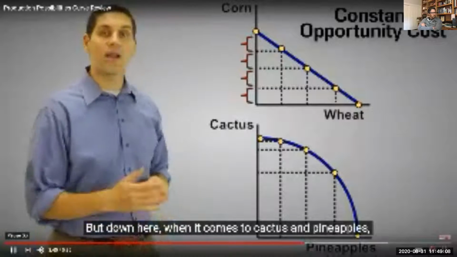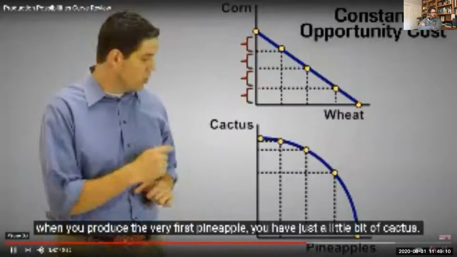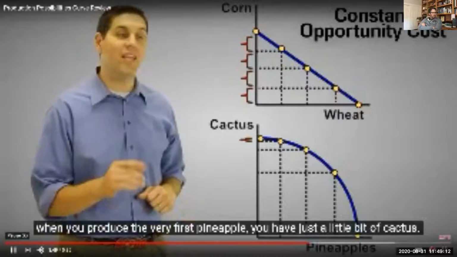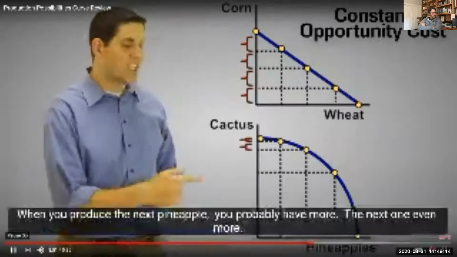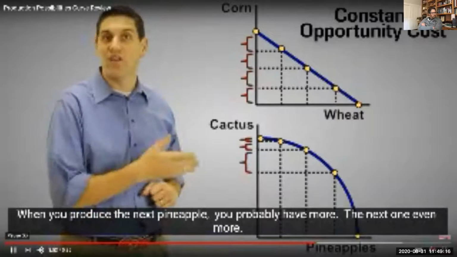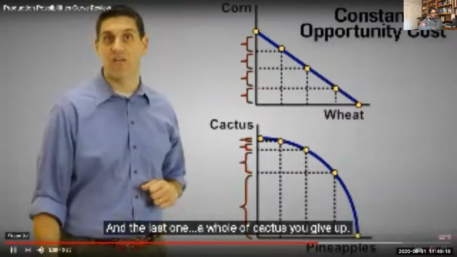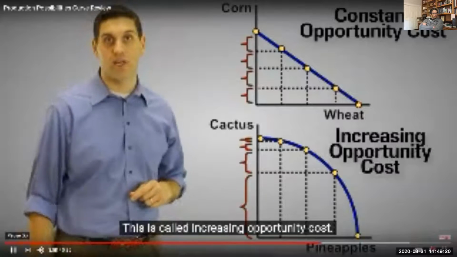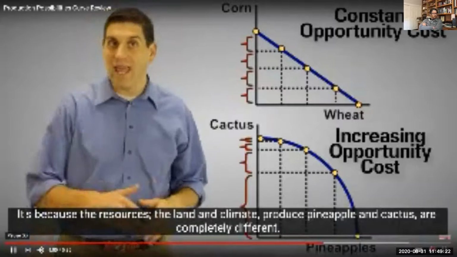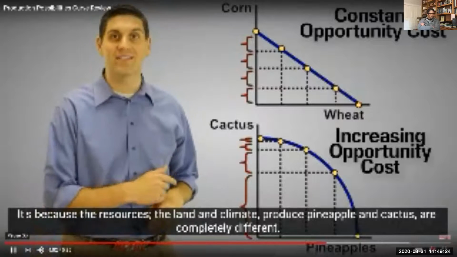But down here, when it comes to cactus and pineapples, when you produce the very first pineapple, you give up just a little bit of cactus. When you produce the next pineapple, you give up even more. The next one even more. And the last one, a whole lot of cactus you give up. This is called increasing opportunity cost. It's because the resources, the land and climate to produce pineapples and cactus are completely different.